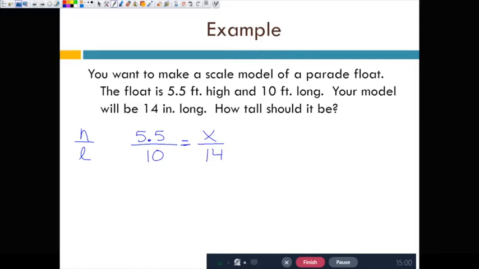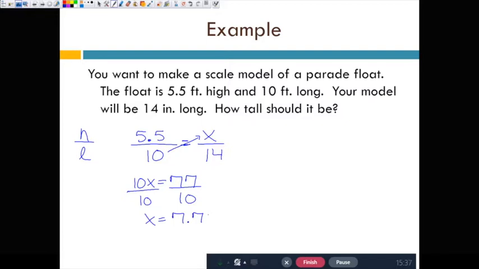Okay, now that we've set up our problem, we're going to cross multiply and solve. So I can do 10 times x, which is 10x. 5.5 times 14, 77. Then I'm going to divide by 10. And x is going to equal 7.7. Because we wouldn't say 77 over 10 for this. That doesn't make sense for length.